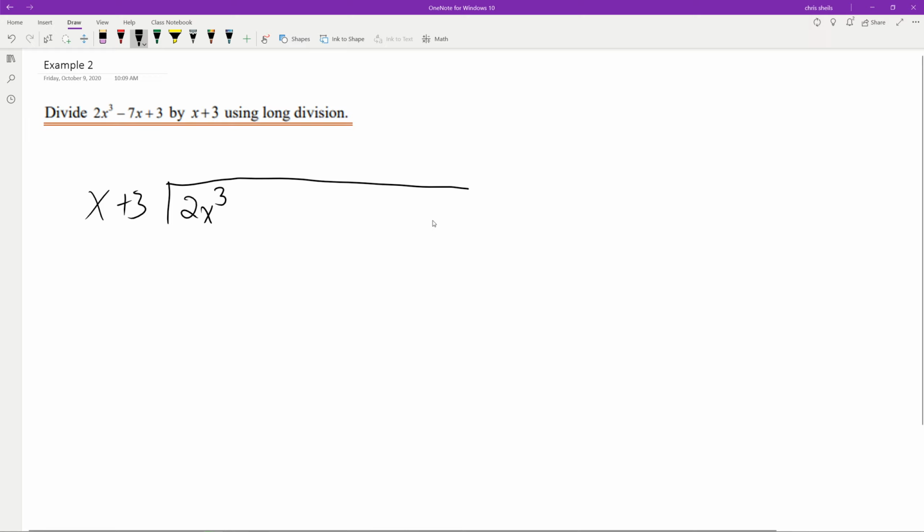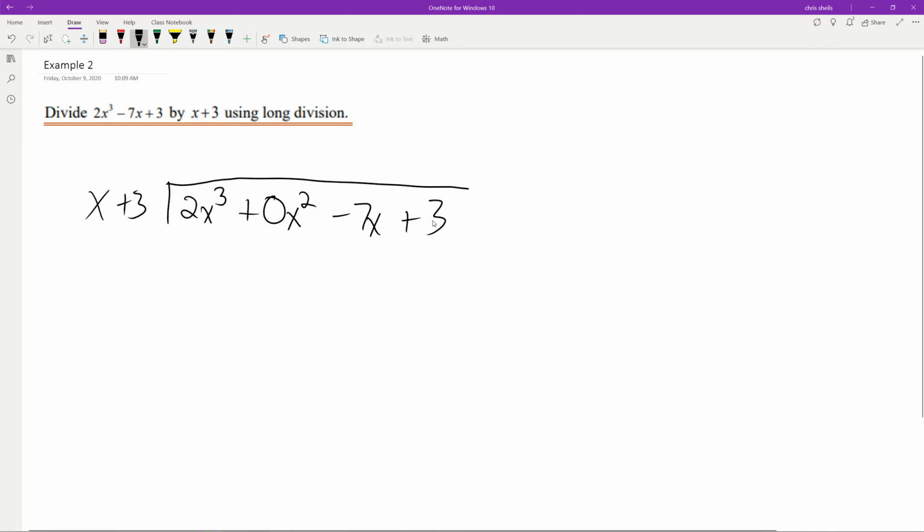Notice that I don't have an x squared term here. Because I don't have an x squared term in this polynomial, I need to write plus 0x squared minus 7x plus 3. I have to have this placeholder term or my polynomial division will not be correct.